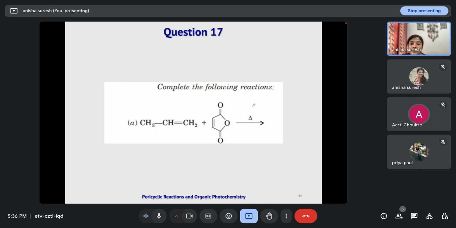Okay. Now coming to the next question. Complete the following reaction. So here an alkene is given and another alkene is given. So what sort of reaction is it undergoing? Please try to work it out.